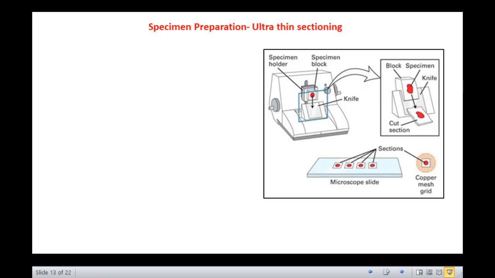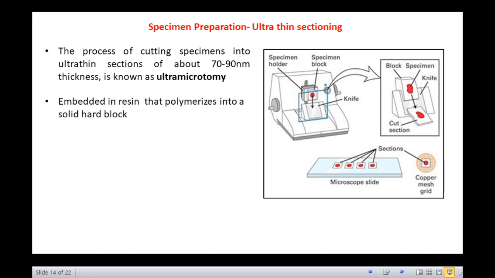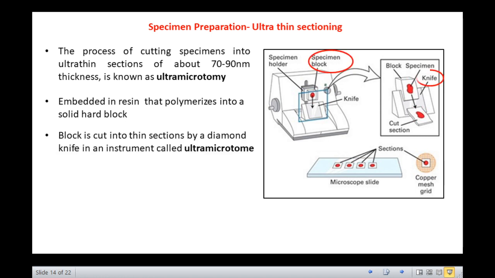For TEM, ultra-thin specimens are required. The process of cutting specimens into ultra-thin sections of about 70 to 90 nanometer thickness is known as ultramicrotomy. After fixation of the specimen, it has to be embedded in resin that polymerizes into a solid hard block. The block is cut into thin sections by a diamond knife in an instrument called ultramicrotome. Each section is only 50 to 100 nanometers thick.